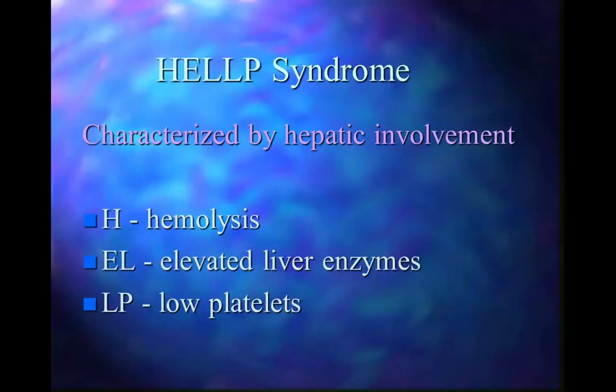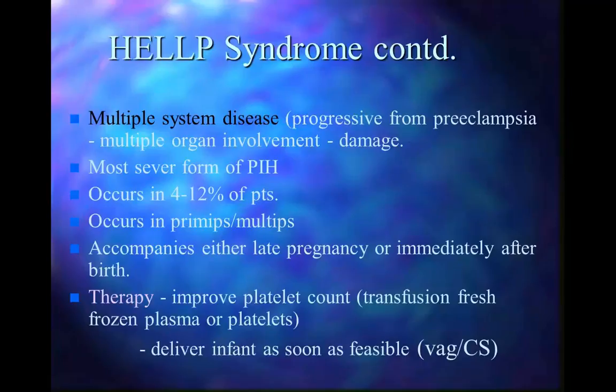The most severe form of preeclampsia is called HELLP syndrome. And at this point, we have the liver involvement. The H stands for hemolysis, and that's the breakdown of red blood cells. The EL stands for elevated liver enzymes, and the LP is low platelets. So you have all of these things because of the liver involvement.